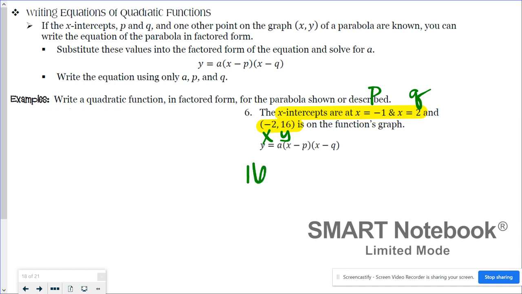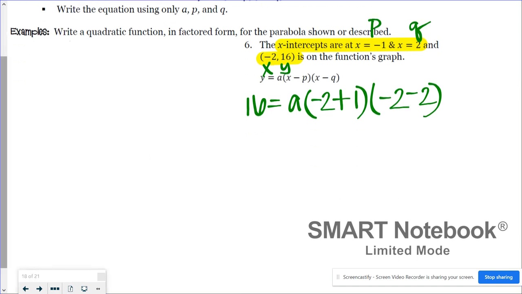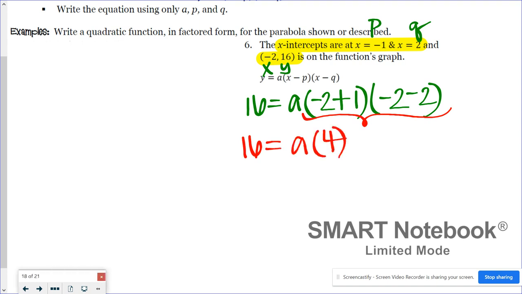So we're going to have y, which is 16, is equal to a times the quantity of x, which is -2, minus p is -1 again, so that's going to be +1. And then the quantity x minus q, so x is still -2, q is +2. So I substituted all of my stuff in. Now I'm ready to simplify and solve for a. So if I do this math here of -2 plus 1, that's -1, and then -2 minus 2 is -4. So that multiplied together is +4. And then if I divide, I get that a is equal to 4.